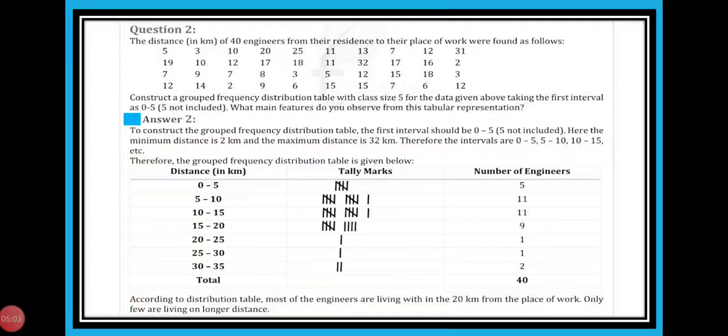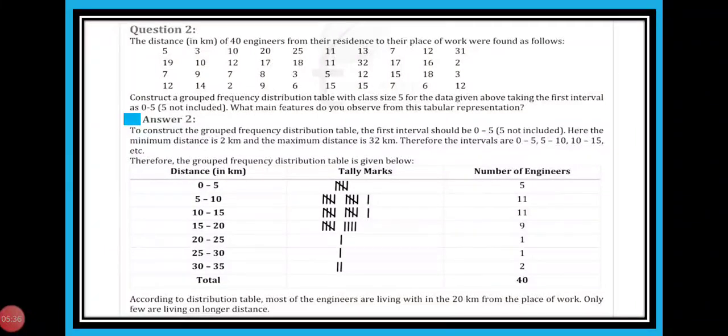In the distance column we write the class intervals as instructed in the question: 0 to 5, 5 to 10, 10 to 15, 15 to 20, 20 to 25, 25 to 30 and 30 to 35, because the maximum distance in the data is 32 kilometers. So we have to select class intervals till 35.